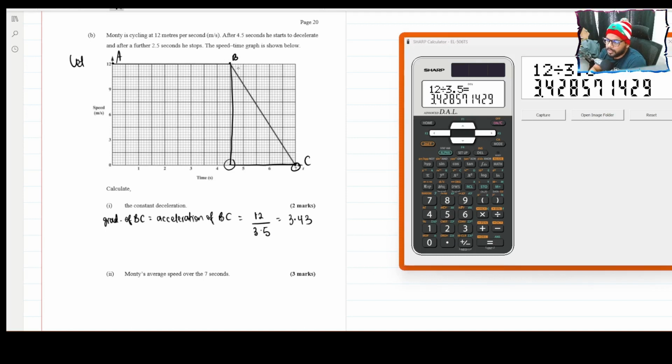Now this particular graph goes in this direction here, so I know that the gradient of that line is going to be negative meters per second. Now this is the acceleration. Therefore, the deceleration is equal to 3.43 meters per second.